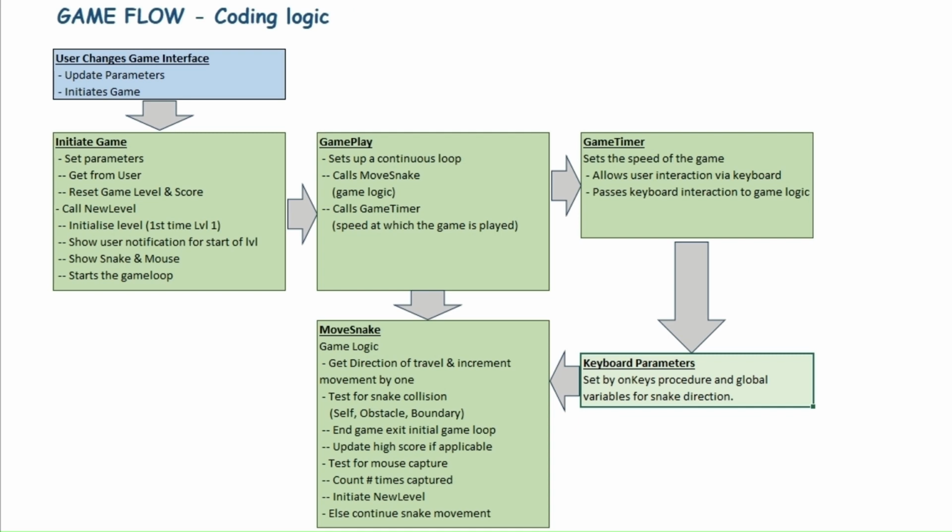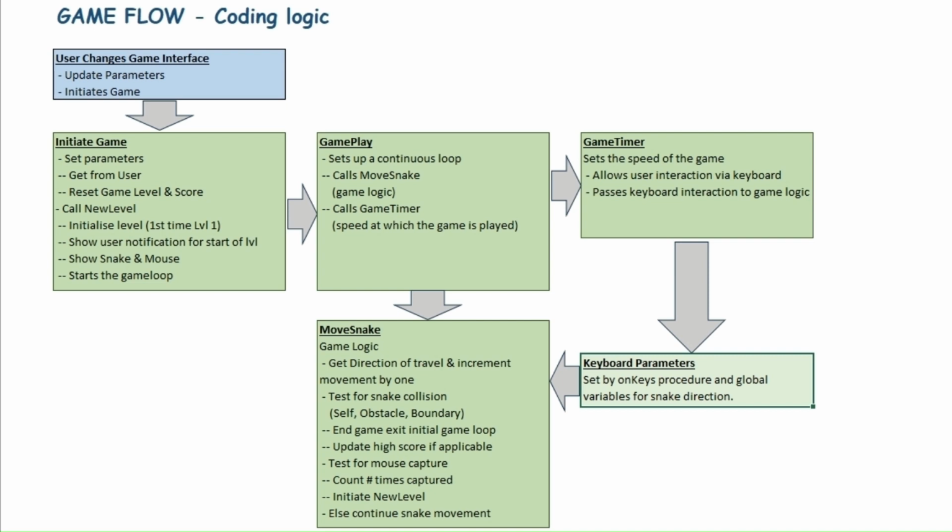The next test is for mouse capture. If we capture a mouse, we count the amount of times the mouse is captured. In this case, 10 times, and we move to a new level. This process also initiates a new level if required. Else, if the previous 2 tests have failed, then the game is still being played, and so we continue the snake movement. That's the logic of the game.